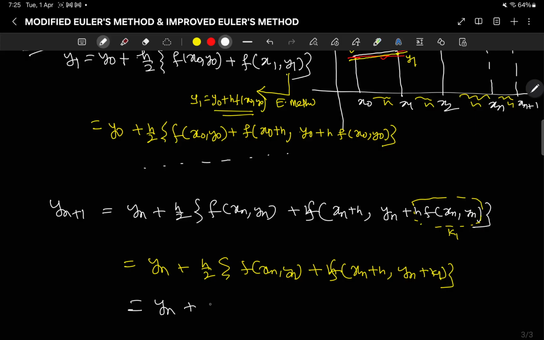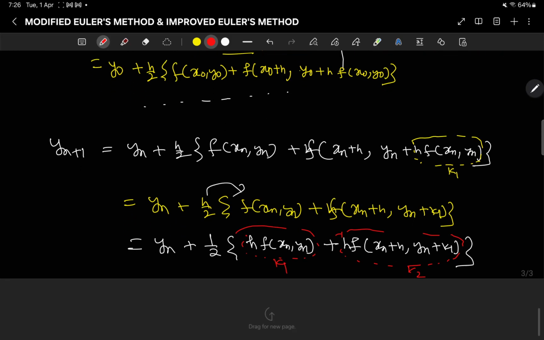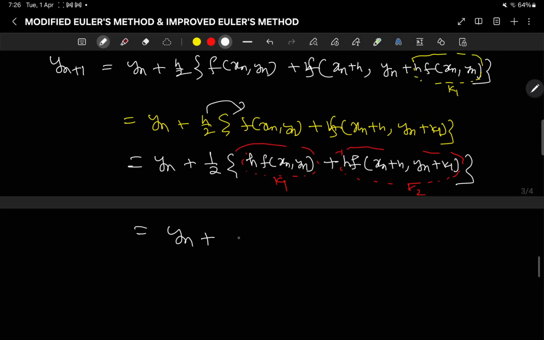Here this is yn plus, I take 1 by 2 and bring h inside: h f(xn, yn) plus h f(xn plus h, yn plus k1). So now if I denote this as k2, and this is your k1, then this formula will be yn plus half of (k1 plus k2).